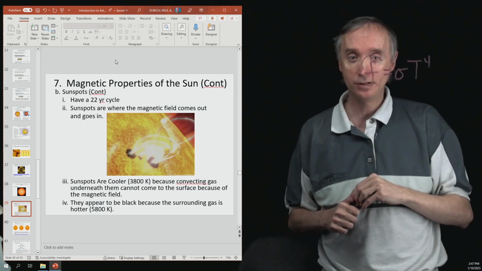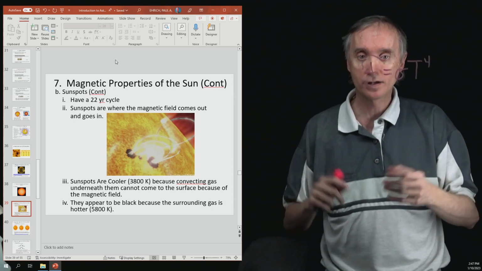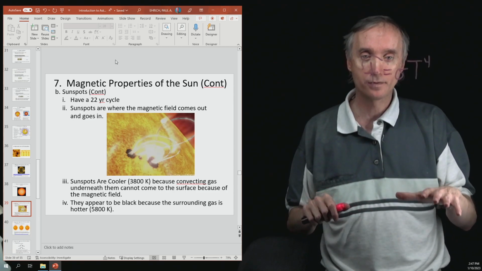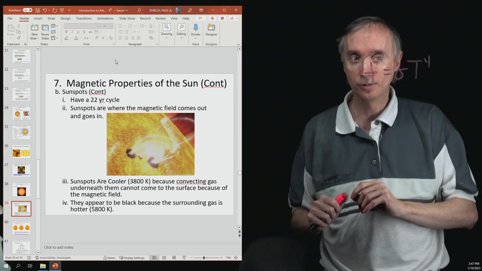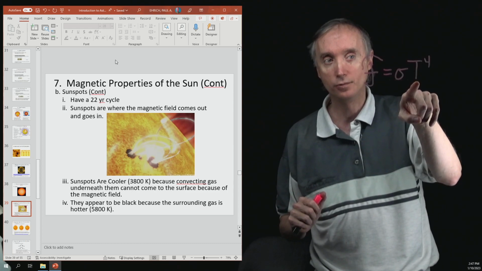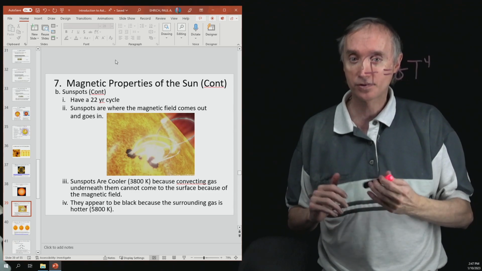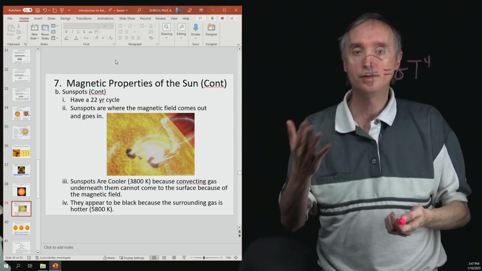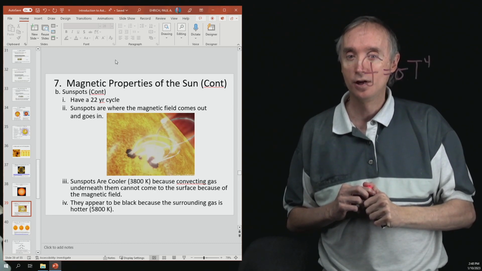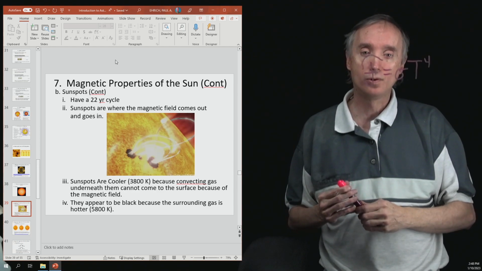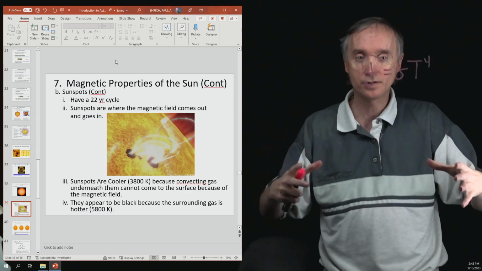So why are they going to be dark? It's because the surrounding material is so much hotter. The yellow part of the sun is at about 5,800 Kelvin, which means it's at a higher temperature, so it gives off more energy and is going to be brighter. It's so much brighter that it makes these sunspots look like they're black when they're really not. So the question now is, why would a sunspot be cooler than the surrounding material?